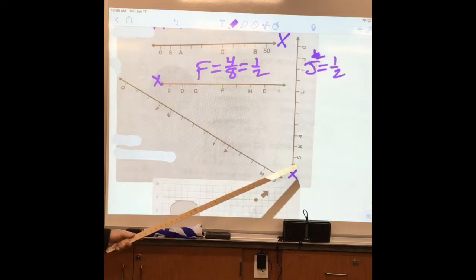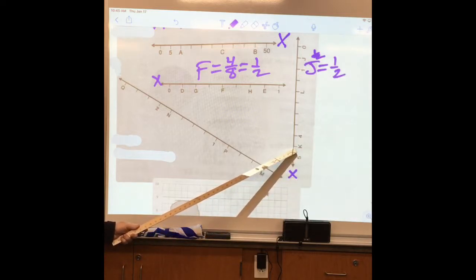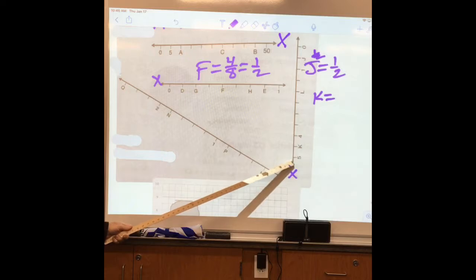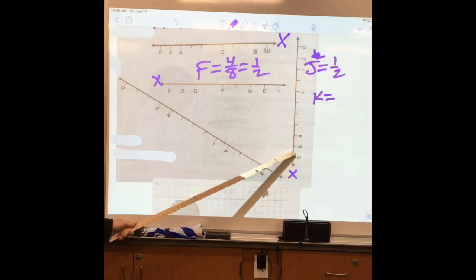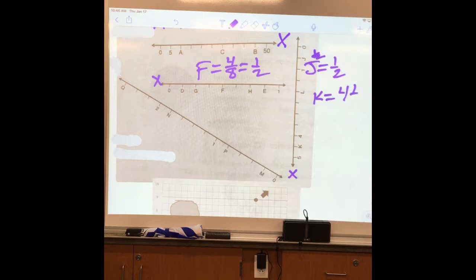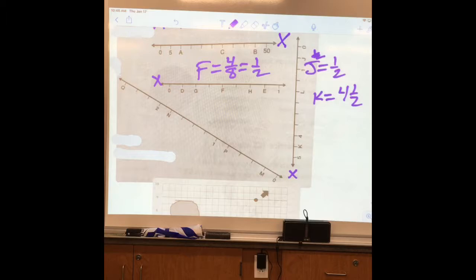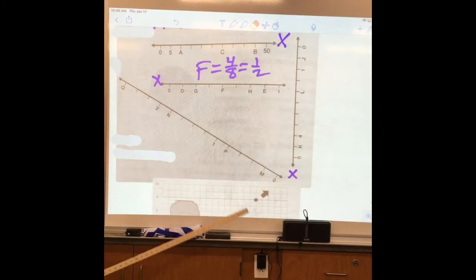Good job. What is K equal to? K equals, here's a 4, here's my 5, and it's halfway between. K would equal 4 and a half. That's my mixed number, right? Mixed numbers are when you've got a big number with a fraction. You can go back over this if you need to.